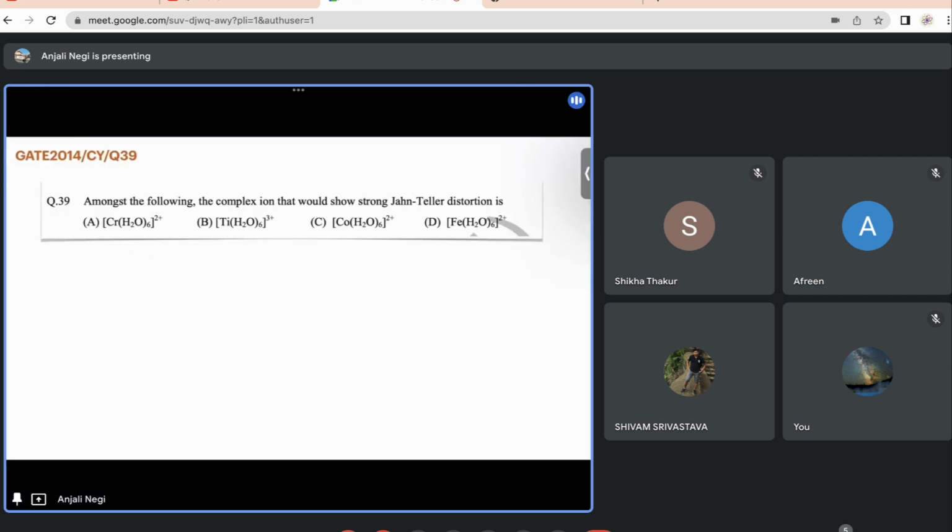So we have another problem. This is from coordination chemistry. It's GATE 2014 again, chemistry question number 39. This question states that among the following, the complex ion that will show strong Jahn-Teller distortion is. We are given 4 different complexes, and we need to find the correct option which will show the strong Jahn-Teller distortion.